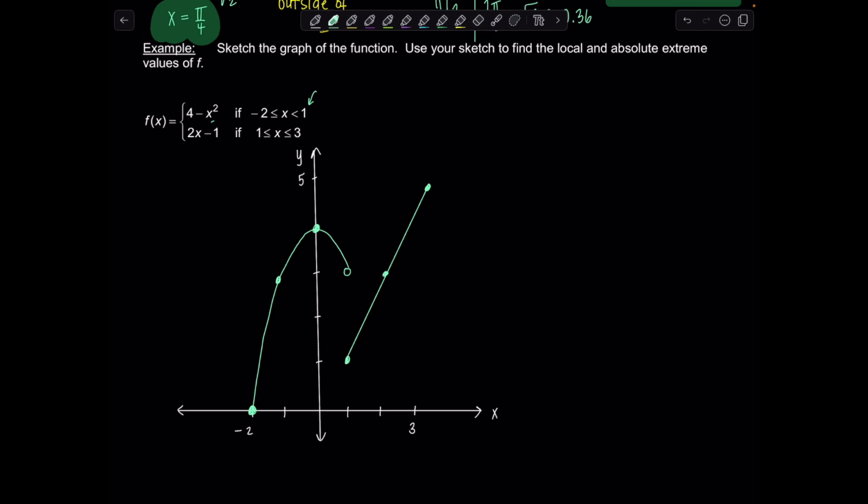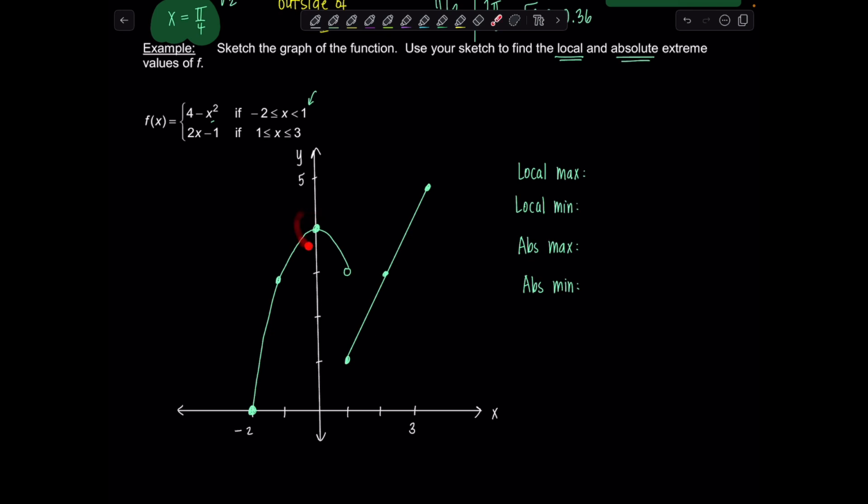We need to find, look how demanding, local and absolute extreme values. Okay, so local max, local min, absolute max, absolute min. Okay, local max, do we have any?